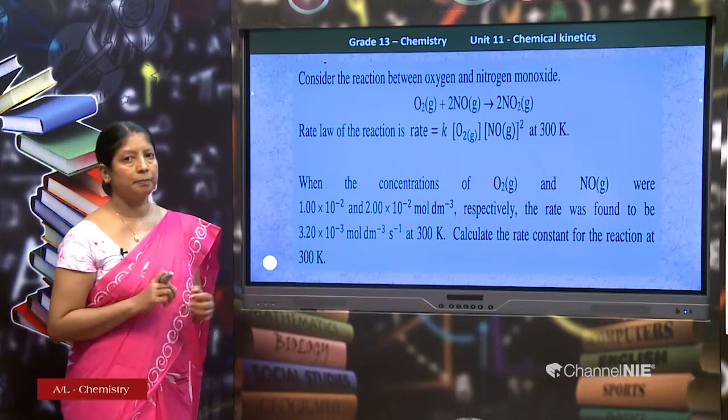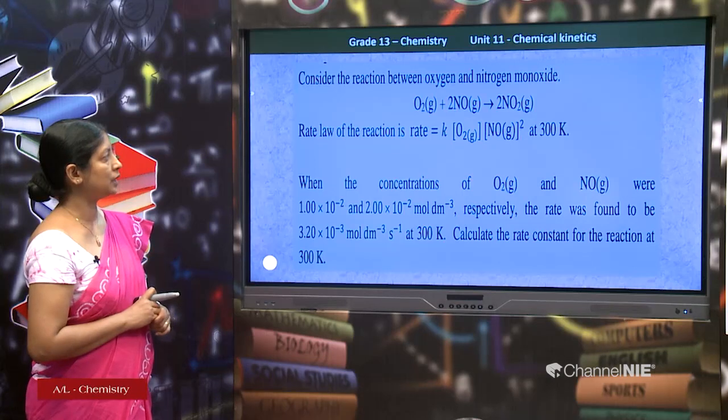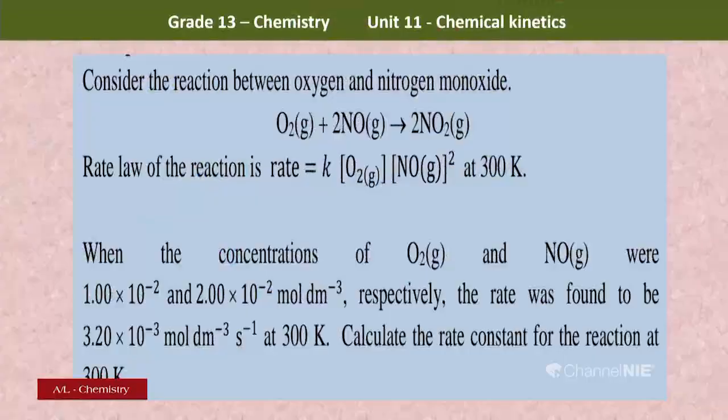Now, this is a little more complex reaction. Here you are provided with another chemical reaction, the reaction between O2 and nitrogen monoxide, and the rate expression is given. They had given the rate law expression. According to this, you can understand the order with respect to O2 is given as 1, and the order with respect to NO is given as 2.